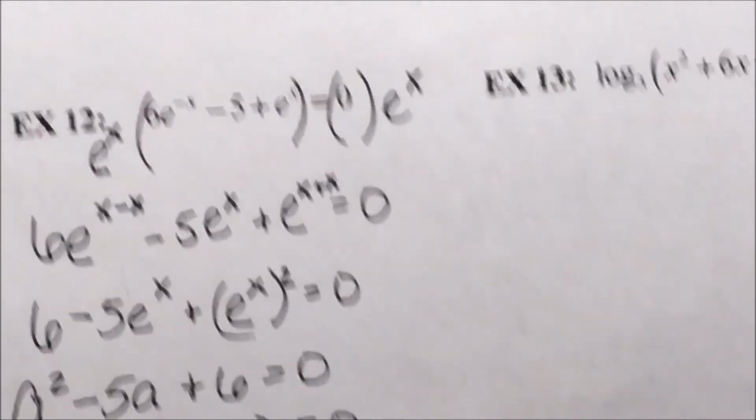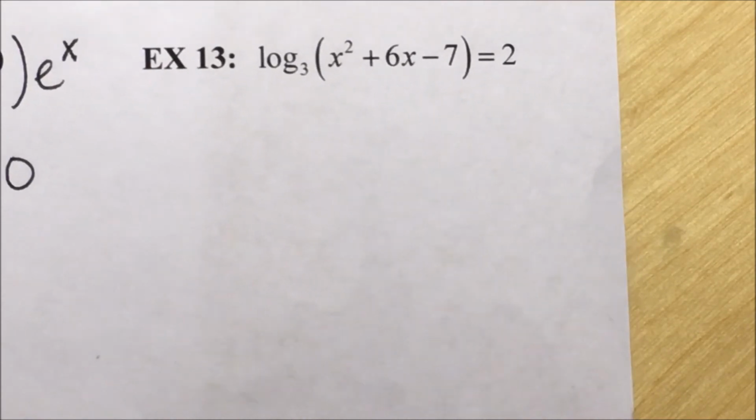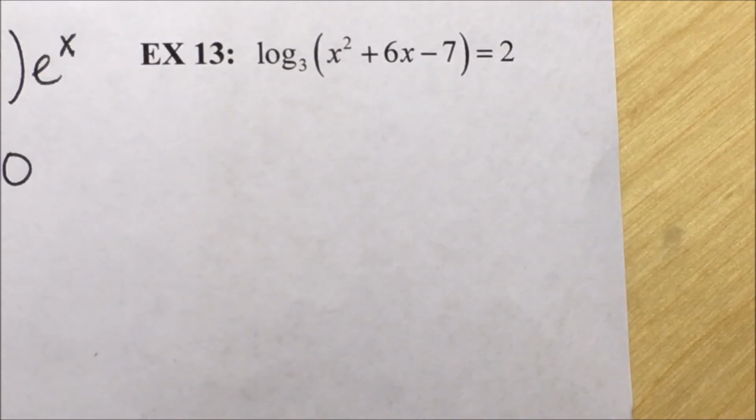Our next example is taking us back to our logs. Let me get this paper folded. So this is going to look more like example 8 in that we're working with log bases instead of exponentials. And you'll see that we have a quadratic again. Now, if you have a log equation where there's only a log on one side, probably the fastest way to handle this is to change it to an exponential.